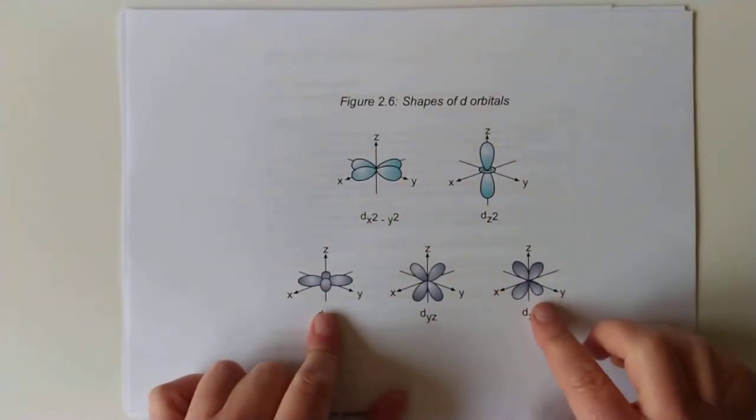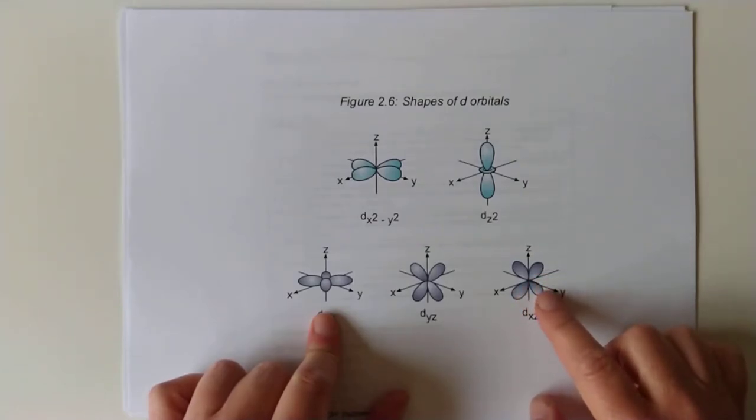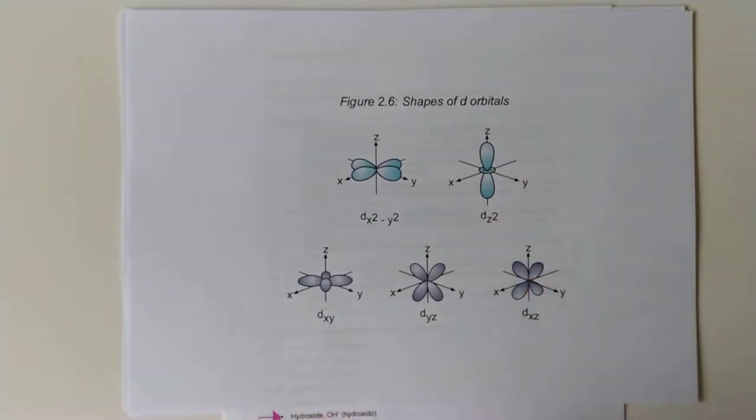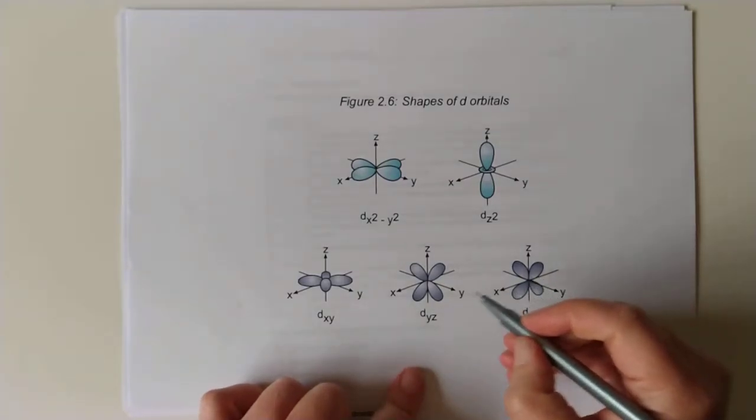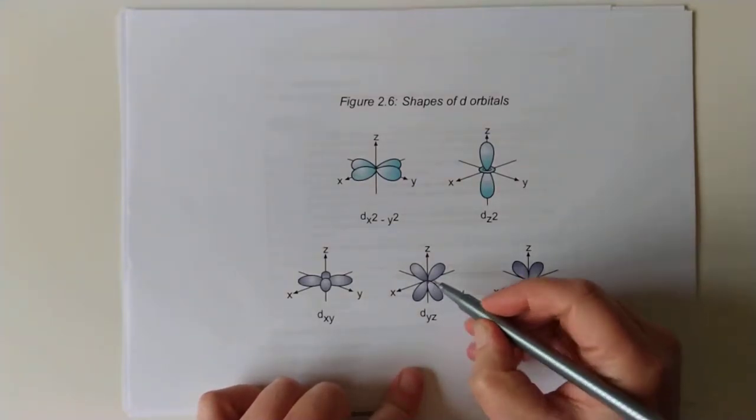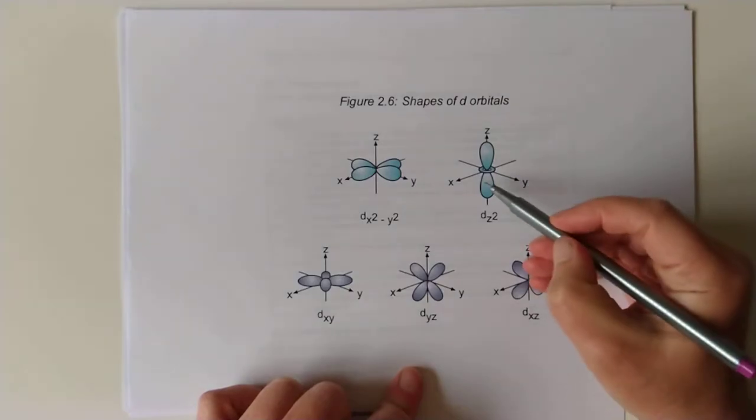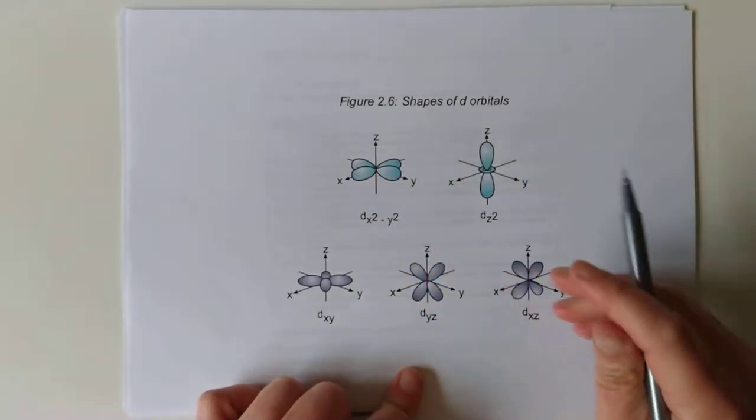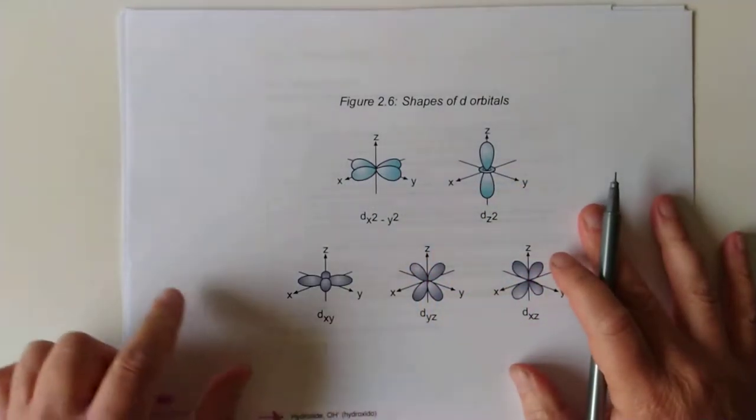I did show you these at the time. I did point out the fact that three of them are lying between the axes at 45 degrees, and two are bang on the axes. I said, I wonder if that'll be important later.